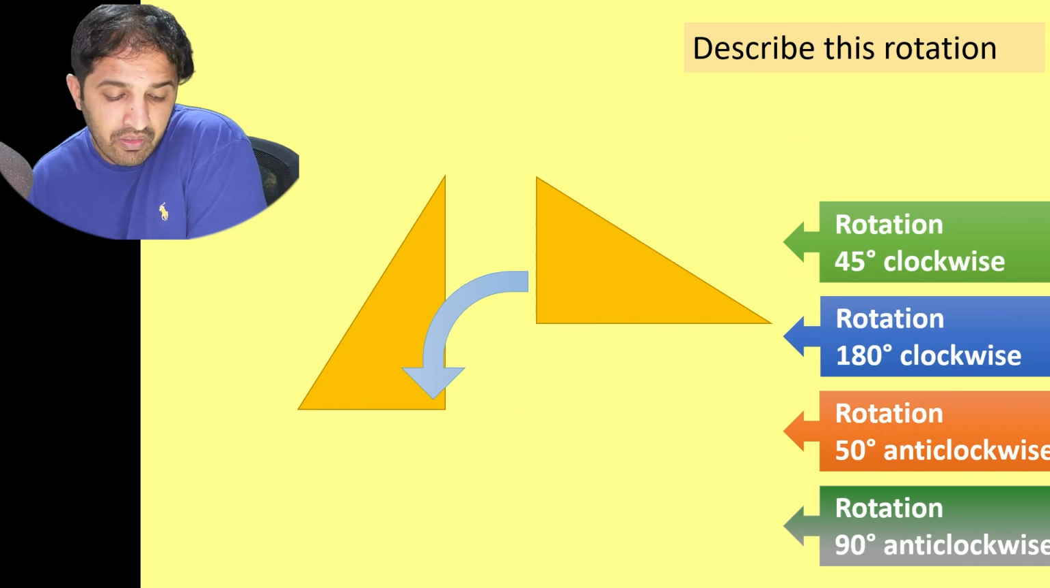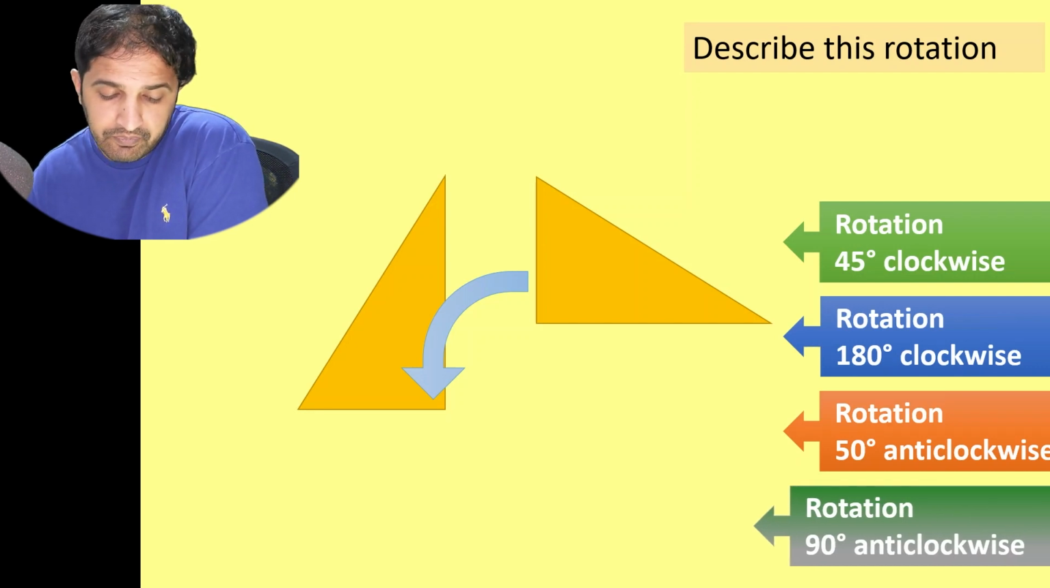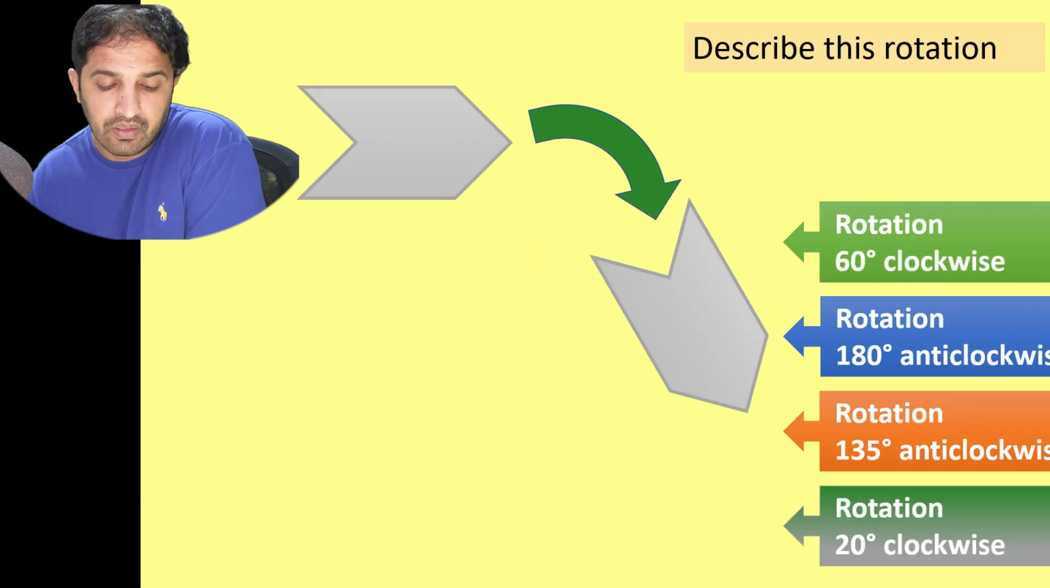Okay. How many degrees have we rotated? It's a rotation, but which one matches here out of these? It's a 90-degree anti-clockwise. That's a 60-degree clockwise.